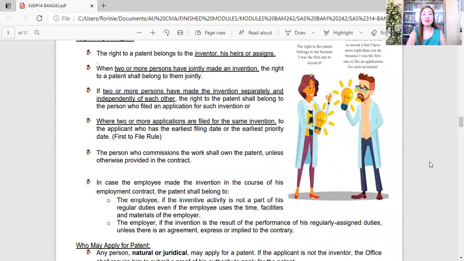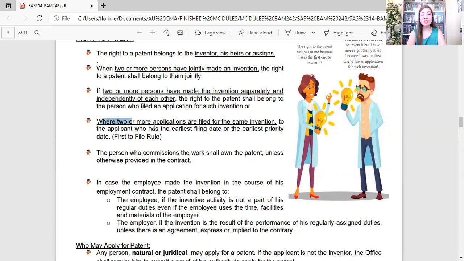If two or more persons have made the invention separately and independently of each other, the right to the patent shall belong to the person who filed an application for such invention. Okay, so you see? Dito sa dalawa, sinong mas may karapatan? Yung unang nag-file ng application.